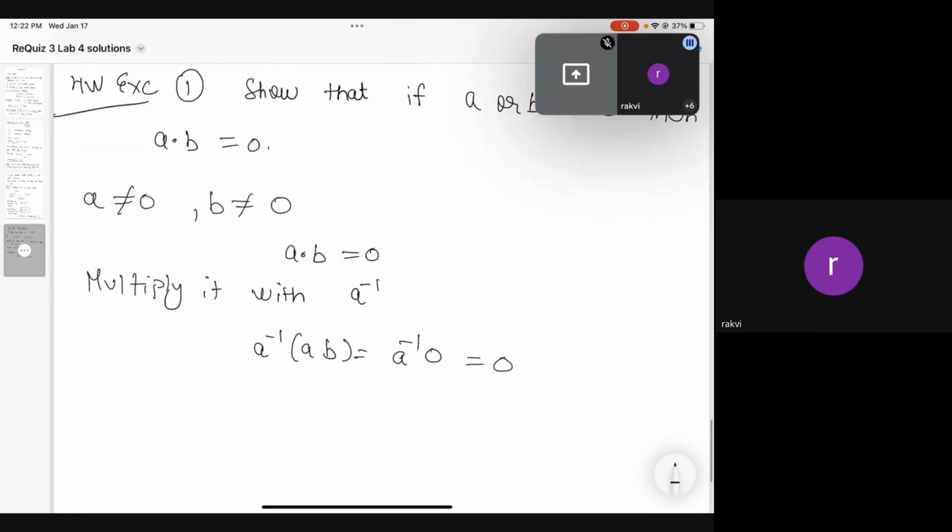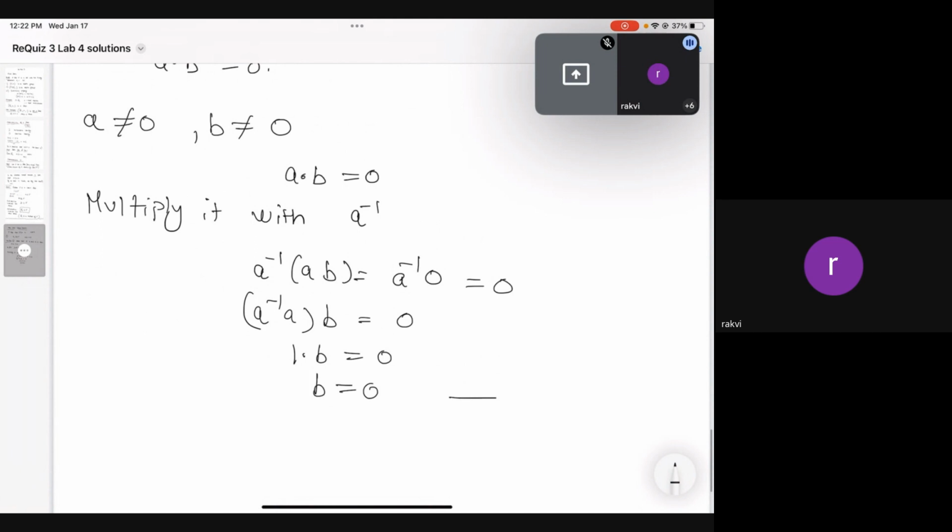Now look at A inverse times A times B. We also know that multiplication is associative, so the brackets don't really matter. So this is A inverse times A, times B, which is 0. But what is A inverse times A? This is 1, the multiplicative identity. And what is 1 times B? Well, 1 is the identity, so B is 0.